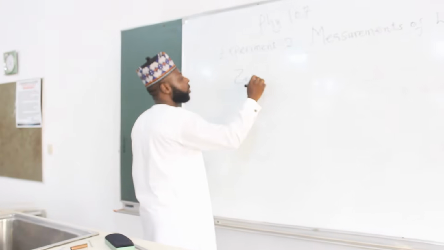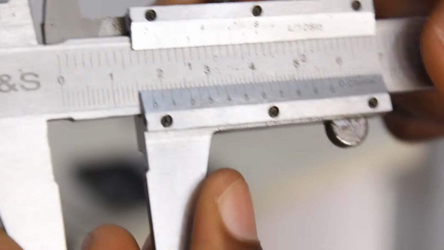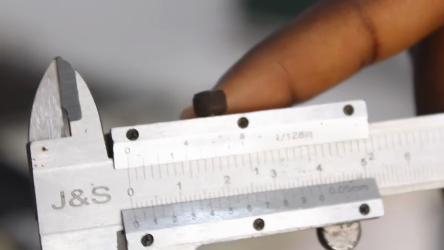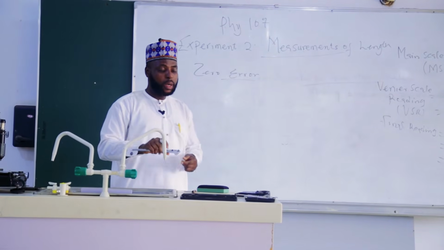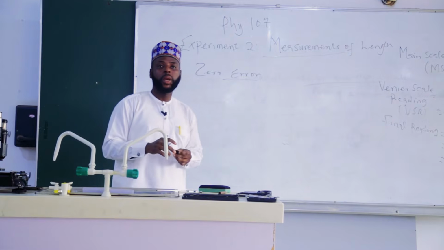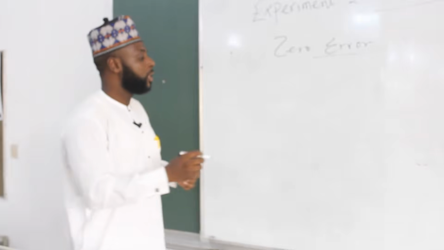Zero error. As you can see on the instrument with me, there is no zero error. The vernier scale and the main scale zero mark are both aligned. But what if you have an instrument that has an error?